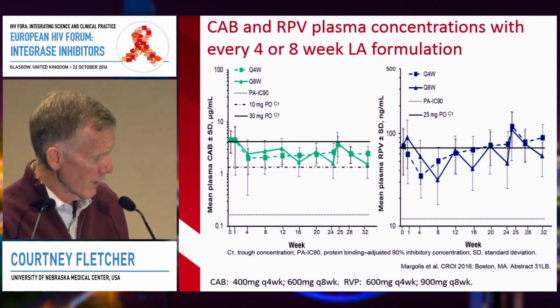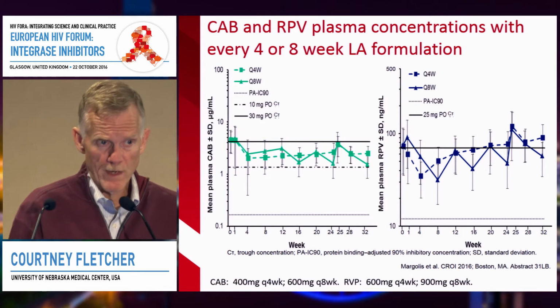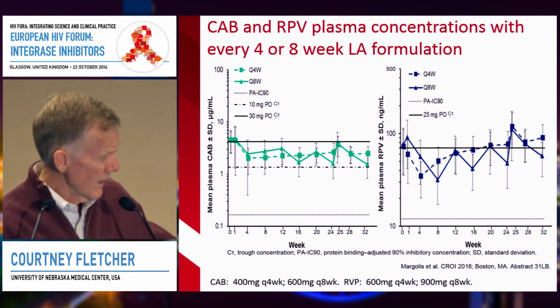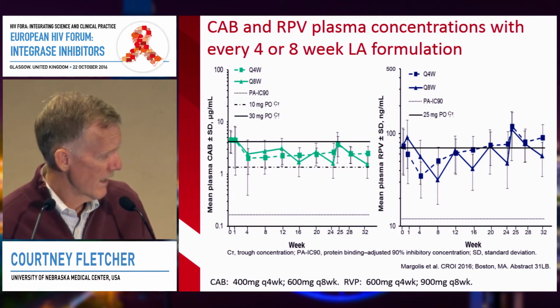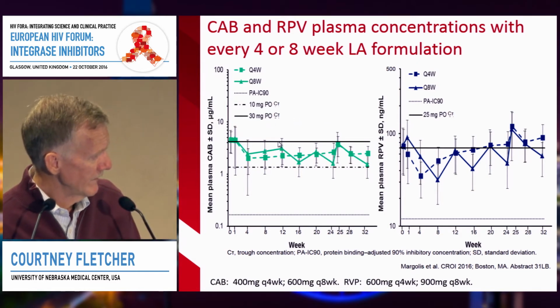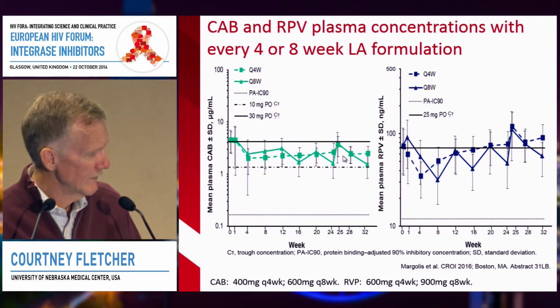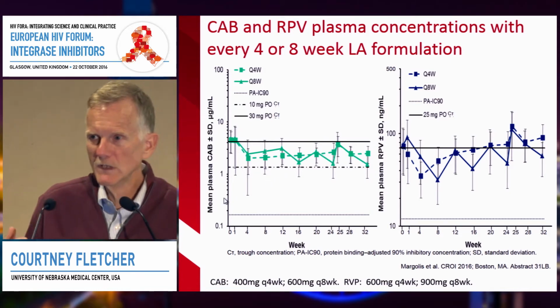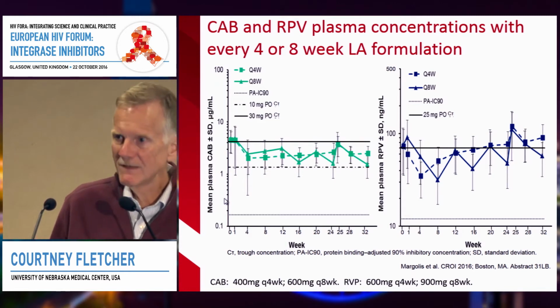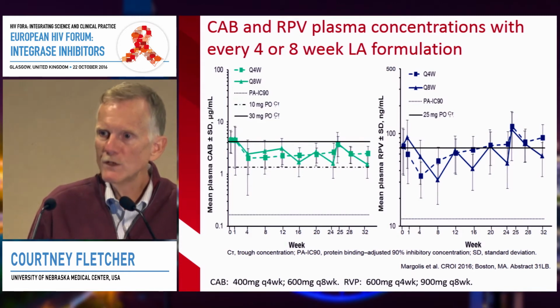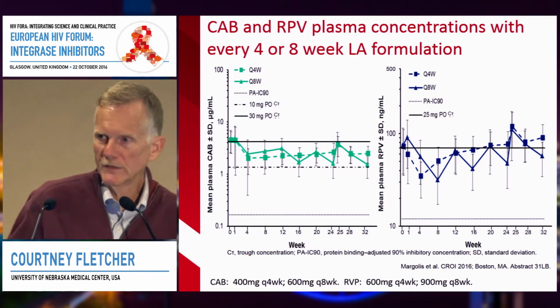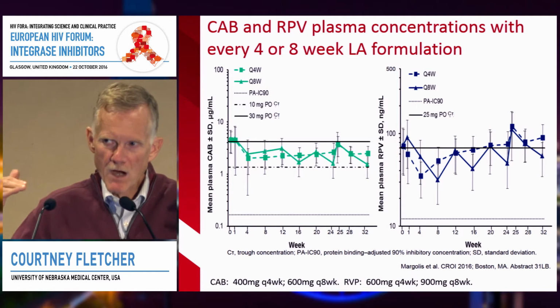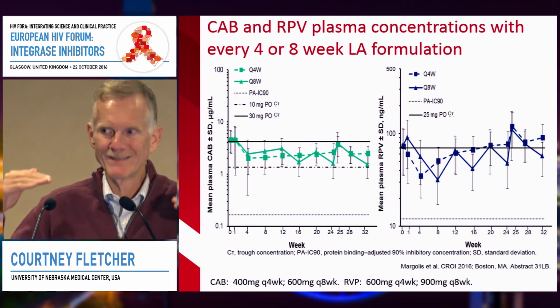So these come from the Margolis abstract that was presented at CROI earlier this year, showing cabotegravir concentrations on the left, rilpivirine concentrations on the right. These solid lines here represent the trough concentrations with the orally administered drugs. And what you can see is, whether given every 4 weeks or given every 8 weeks, that the concentrations with these long-acting formulations are really very comparable. Not exactly the same, but really very comparable with what you would see when it's given orally. So to the question that was asked earlier is, are these formulations changing the amount of drug in the systemic circulation?